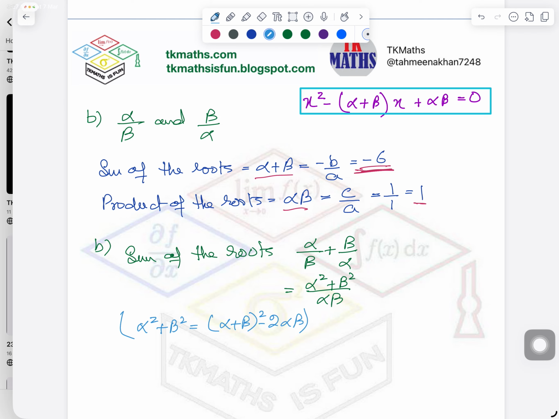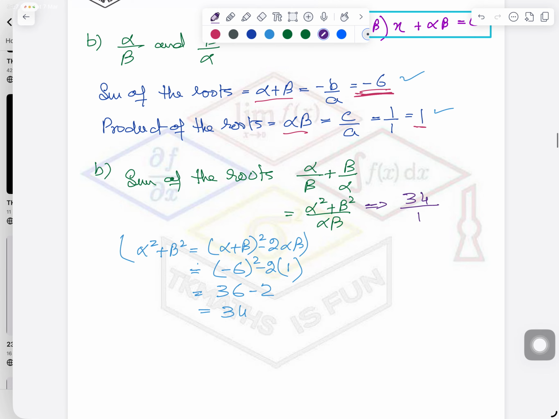Right? So this one was minus 6 square. I'm substituting the values from here. So the value I will write here is 34, and alpha times beta is 1. So this is the sum of the roots, and then the product of the roots.